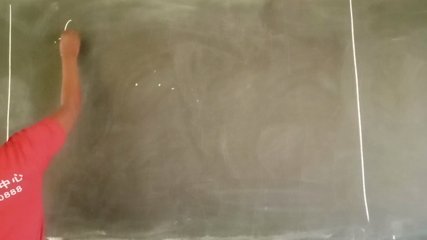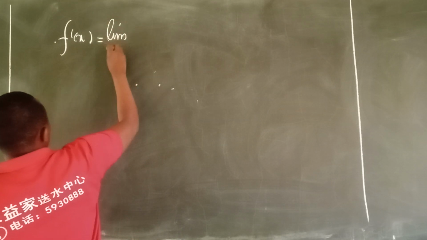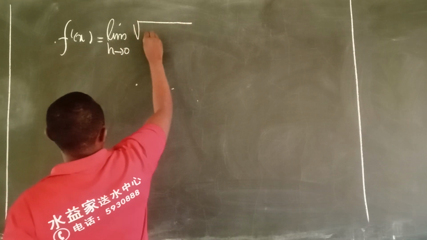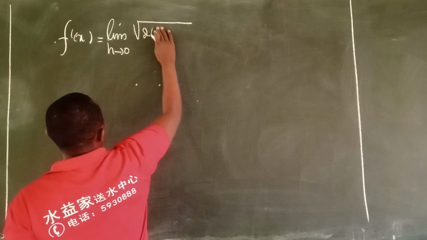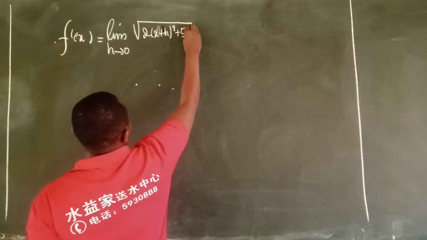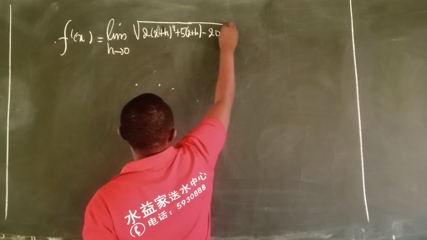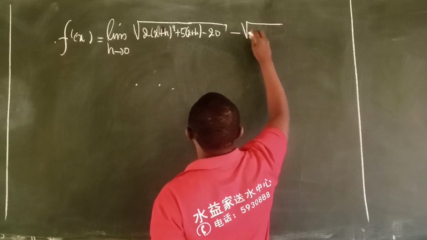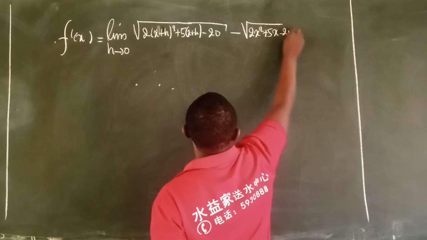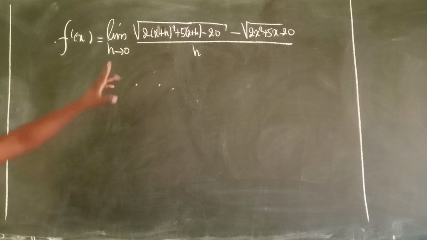Because our derivative is the limit as h is very small of the square root of 2 into (x plus h) squared plus 5 into (x plus h) minus 20, then minus the square root of 2x squared plus 5x minus 20, over h.